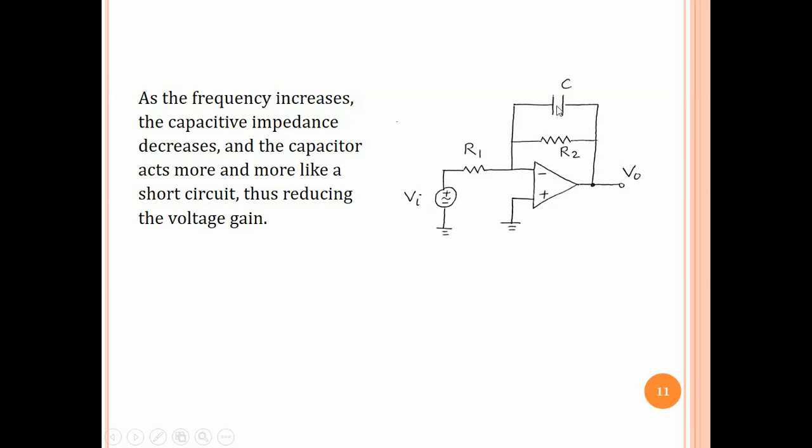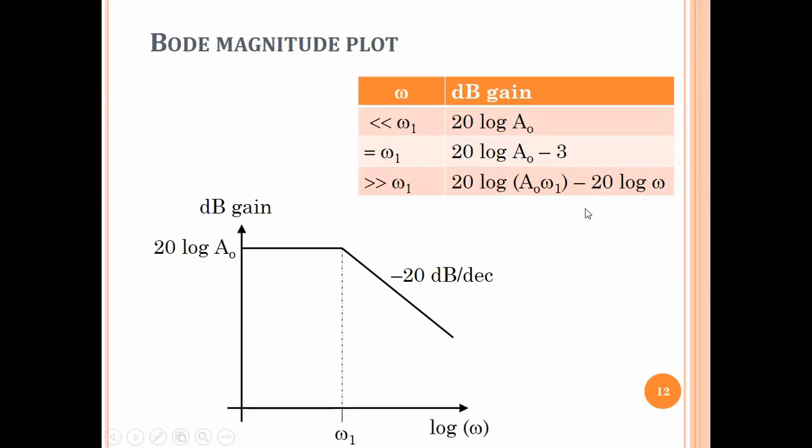The VO. So, as omega tends to infinity, 1 over omega C tends to 0 and VO tends to 0. Alright, so that is what is happening. Now let's make a plot of this. This is a table summarizing what we have found. For omega much less than omega 1, this is the gain. At omega 1, it is reduced by 3 dB, and for omega much greater than omega 1, we can write the gain as 20 log A naught omega 1 minus 20 log omega.